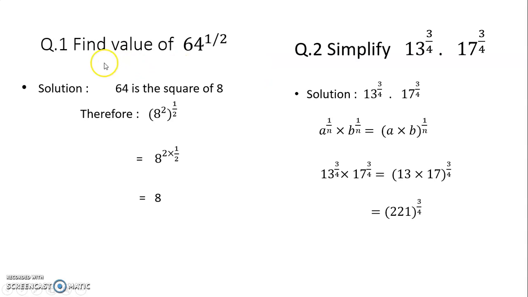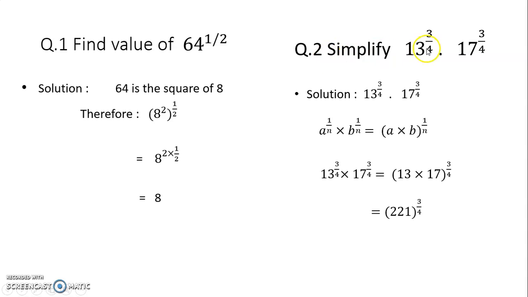Based on that, you will be given some questions like to find the value of 64 raised to the power 1 by 2. Now 64 you know is a perfect square of 8. So you can write it as 8 raised to the power 2. Now these two are in multiplication. You know that the inner bracket and outer bracket, these two are in multiplication. So you can just cancel this and you can write it as 8. The answer would be 8 for this.